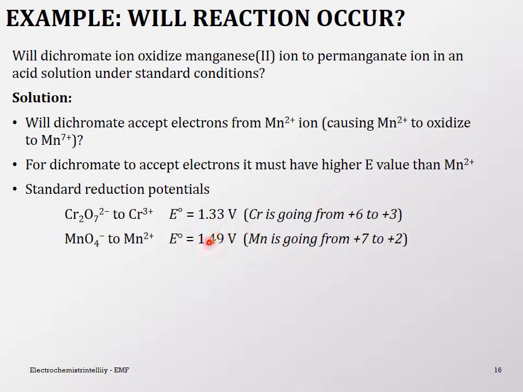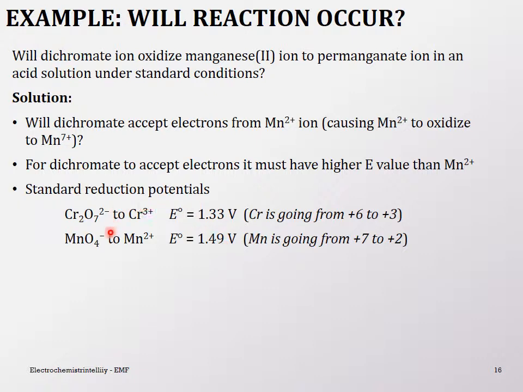If manganese has a higher electrode potential, it means that manganese will actually prefer to accept electrons from chromium, not the other way around, because of the higher electrode potential. That's really what you're looking for in order to figure out if a reaction is going to occur or not. If I were to reverse the table on you and ask you if permanganate ion will be oxidizing dichromate, you will say yes, sure it will. But dichromate ion cannot oxidize manganese because manganese has a higher electrode potential.